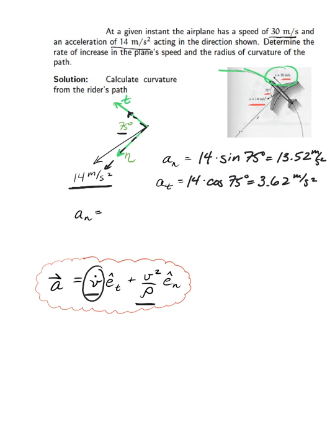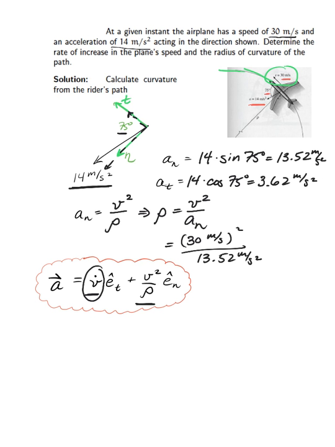So again, our equation looks like the normal acceleration is equal to v squared over rho. If we shuffle that around, we get that rho is equal to v squared over the normal acceleration. So all we do is plug in those values. We've got 30 meters per second, and the normal acceleration we calculated above is 13.52 meters per second squared. And so we end up finding that the curve radius is 66.6 meters. So that was one of the pieces that was asked for: the radius of curvature of the path.